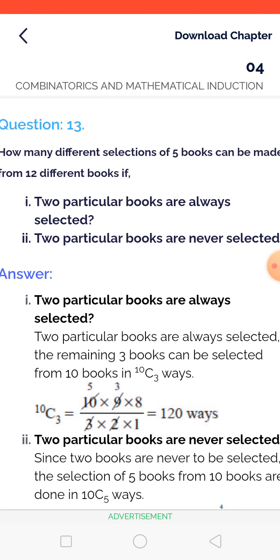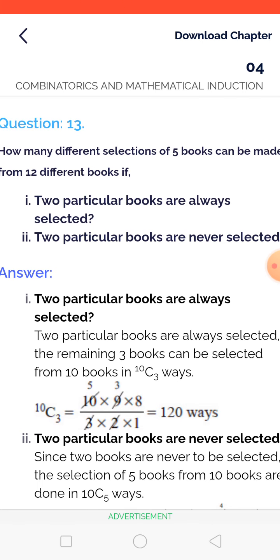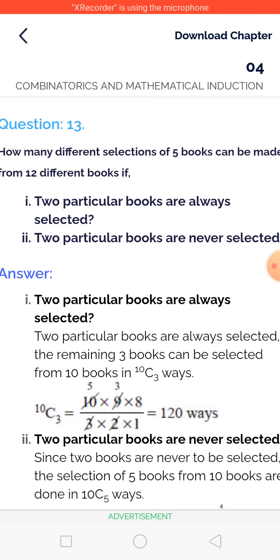So we have a total of 12 different books. Already two books we have selected, so what are the remaining books? Just 10 books only we have. In the 10 books we have to select the three books. Totally 12 different books are there, we have to select 5 books. The condition is two particular books are always selected, so 12 minus 2, so 10 books remaining. In the 10 books we need to select 3 books. So 10C3 ways.